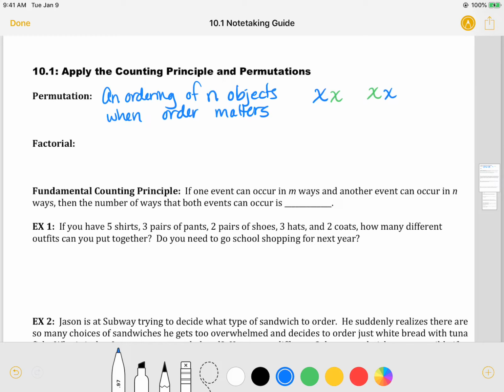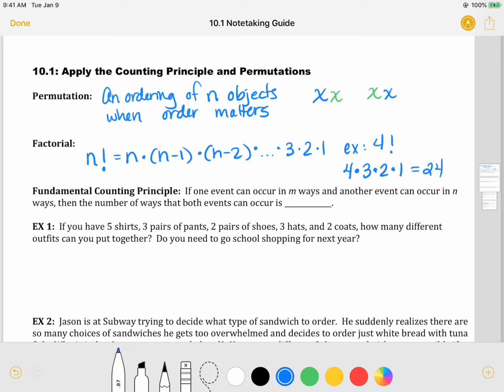A factorial is a symbol, but it means to do a specific operation in math. You're going to see this exclamation mark, and that's a factorial. n factorial means n times n minus 1 times n minus 2 times ... 3 times 2 times 1. For example, 4 factorial means we take 4, and then 4 minus 1, and then 4 minus 2, all the way until we get to 1, and then we multiply them together, so we get 24.